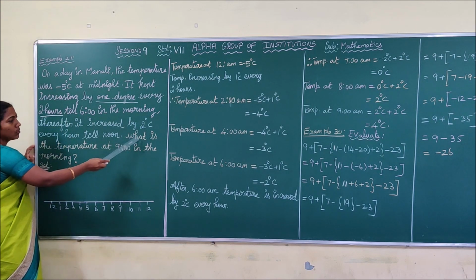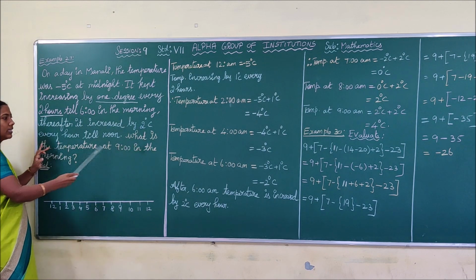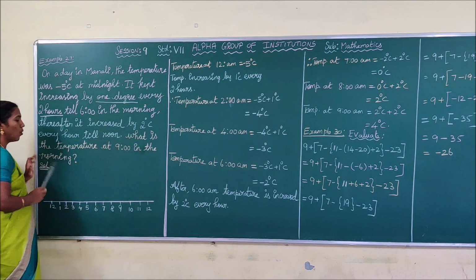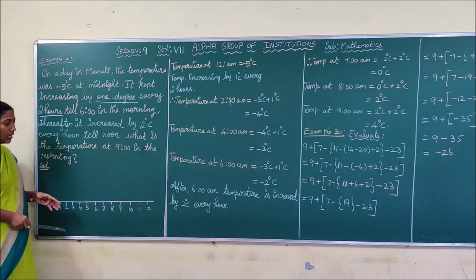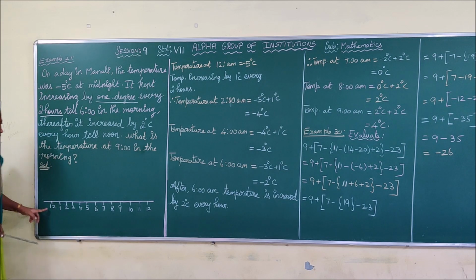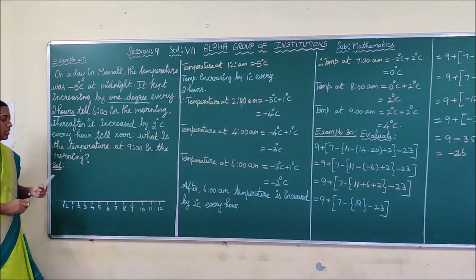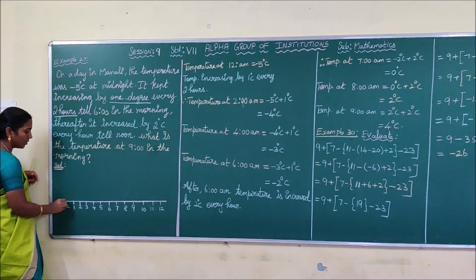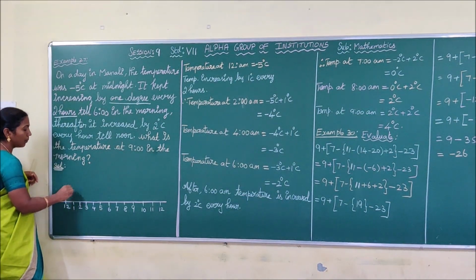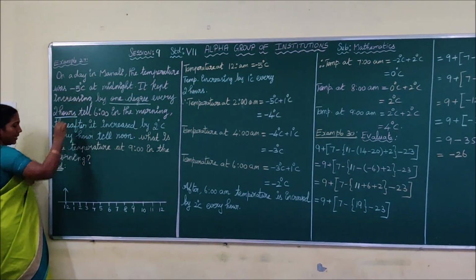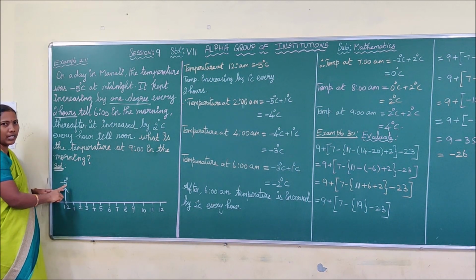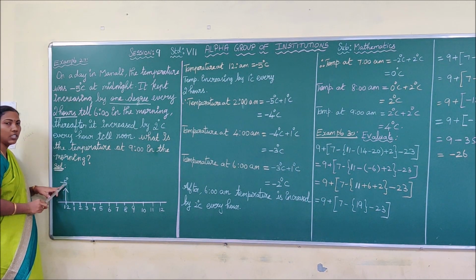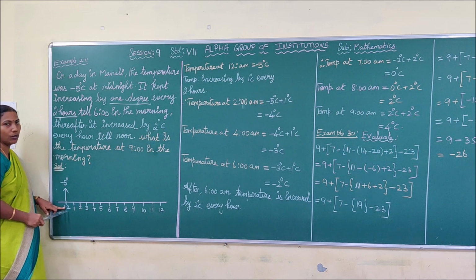Now the question is, what is the temperature at 9 in the morning? That is, at 9 o'clock, what is the temperature? That is what we are going to find. Before seeing the solution, see here, children, for understanding purposes I have drawn this line. This is the midnight. At midnight, what temperature have they told? Minus 5 degrees Celsius. I write only minus 5, okay? Minus 5 degrees Celsius at 12 midnight.